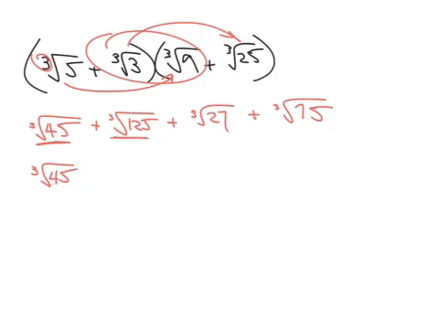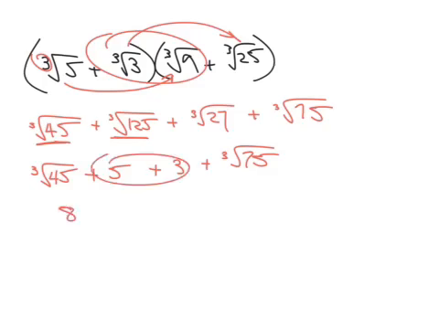Cubed root of 125 is 5. 5 times 5 is 25, times 5 is 125. Cubed root of 27 is 3. 3 times 3 is 9, times 3 is 27. And I can't do anything with the cubed root of 75. So I end up with 8, because I'm going to add those together, plus the cubed root of 45 plus the cubed root of 75.